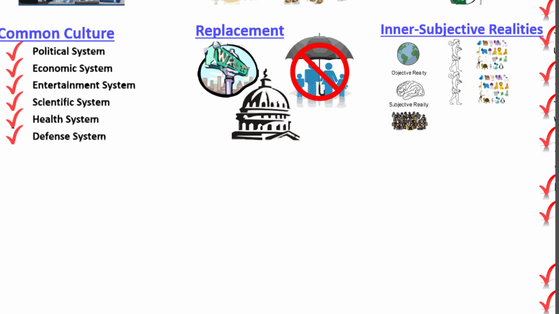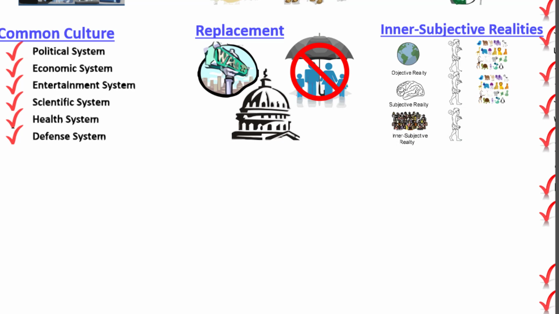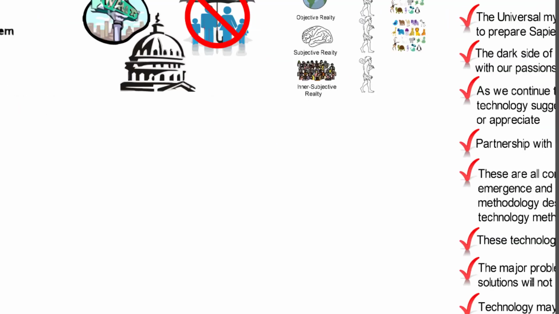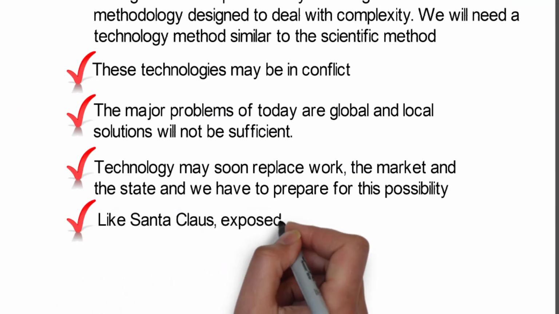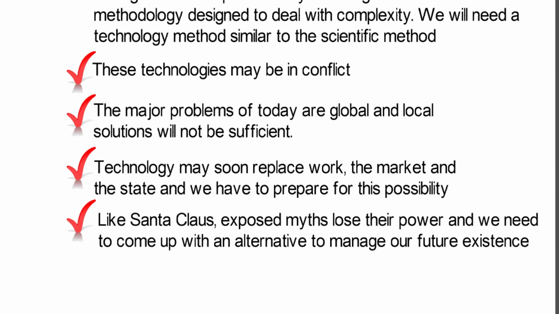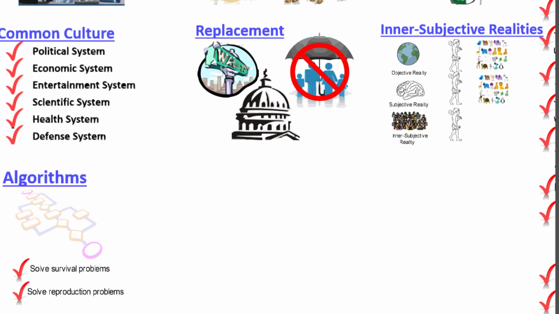And then he talks about intersubjective realities. He says sapiens is the only species that uses intersubjective realities to manage their existence. All right, and so why is this important? It's that, like Santa Claus, as intersubjective realities get exposed, they lose their power, and we may need to come up with alternatives to manage our future existence.